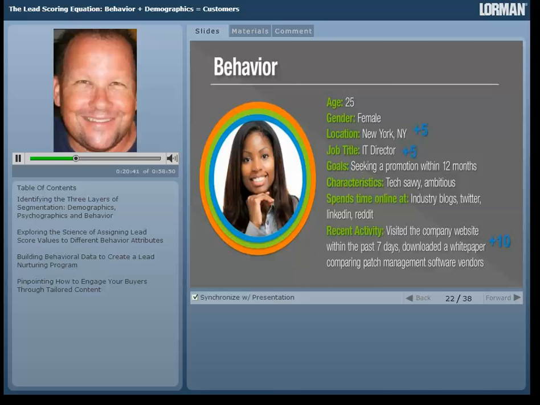And then on the activity side, she gets 5 points for downloading that white paper on patch management software. And then another 5 for visiting the website multiple times in the past 7 days. So it's a total of 20 points for this lead. So this is a pretty good scoring lead and a good potential prospect for our sales team. So we could elevate her to the sales team. She's got 20 points. She's ready to go, and the sales team can look at this profile and understand why she's a hot prospect and see where those points are coming from.